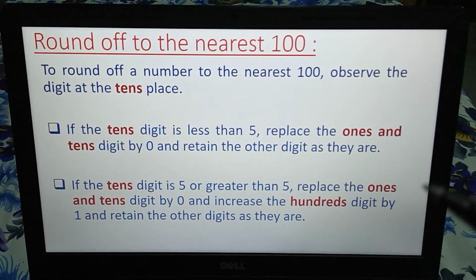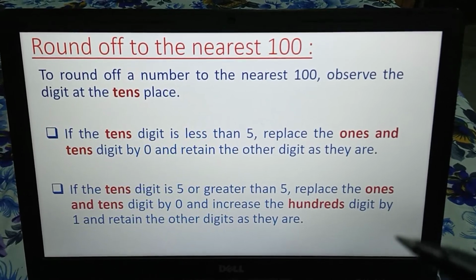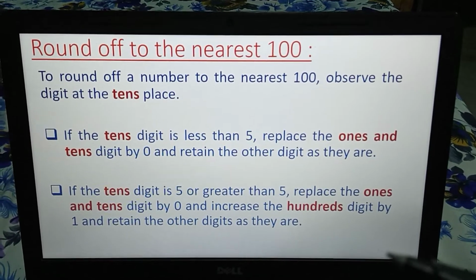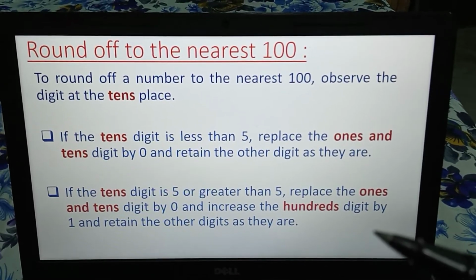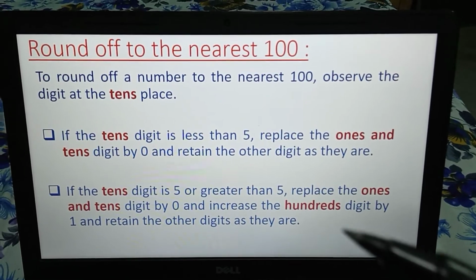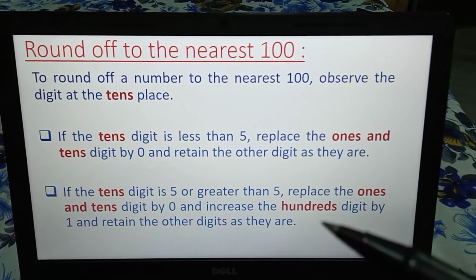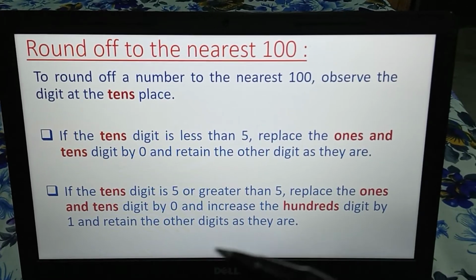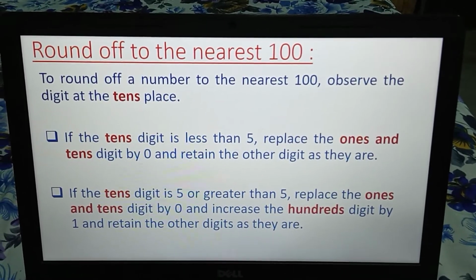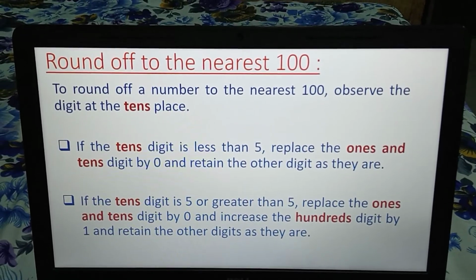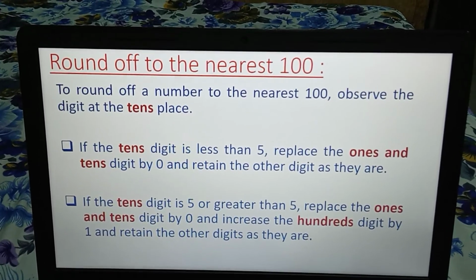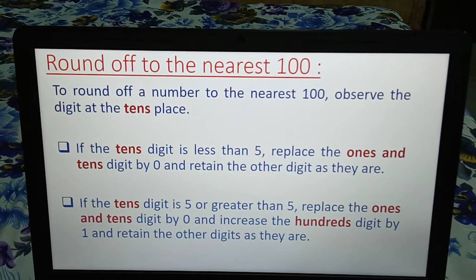Clear? And if the tens digit is 5 or greater than 5, then again you will replace the ones and the tens digit by 0 and this hundreds digit we will increase by 1 and again in other digits there will be no change. It will be more clear, children, when we do some examples. Let's take an example.